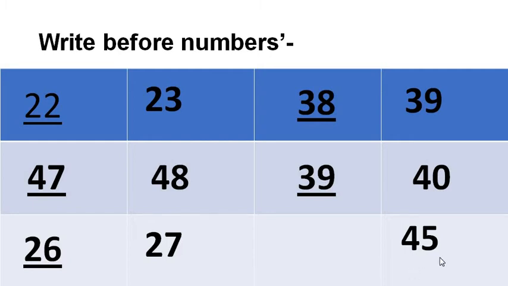This is number 45. Now which number will come just before 45? Which line should I count? I should count the line of 41: 41, 42, 43, 44, 45. I have to stop at 45. Which number will come just before 45? It is 44. So before 39 there comes 38. Before 40 there comes 39. Before 45 there comes 44.